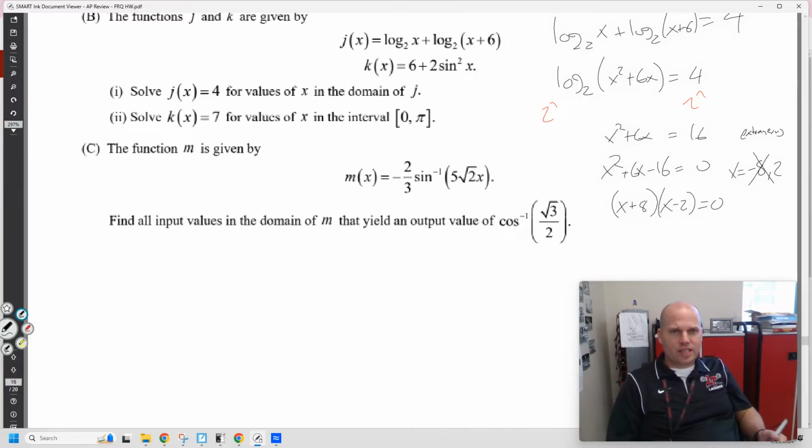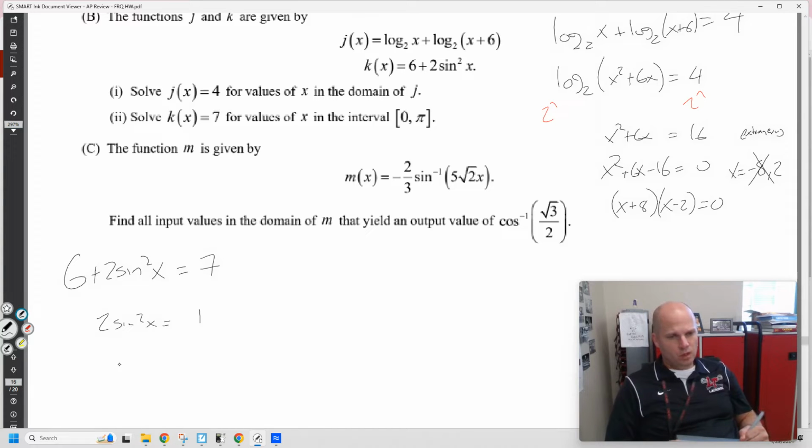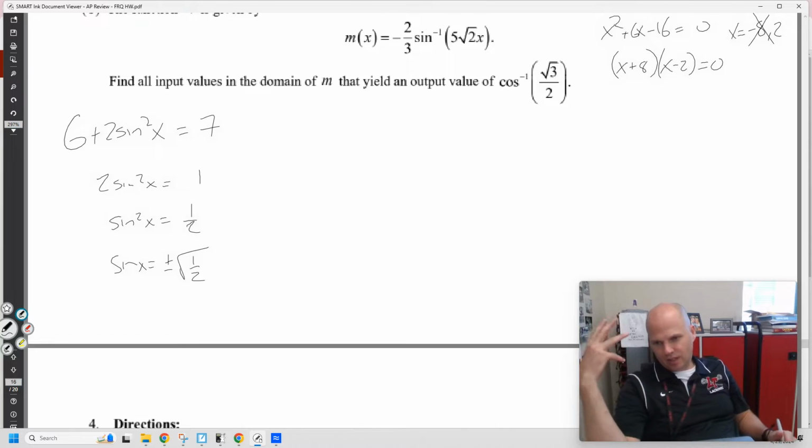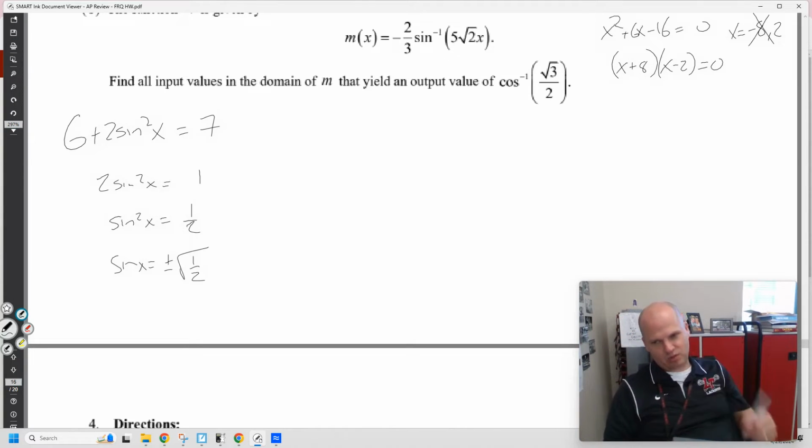All right, next one is k of x equals 7. Finally, we got some trig equations. Didn't see many of these on the multiple choice. Oh, this is my favorite. You all stink at this one. Sine squared x equals 1/2. Sine x equals plus or minus the square root of 1/2. You guys all stink at this. The square root of 1/2 is root 2 over 2.